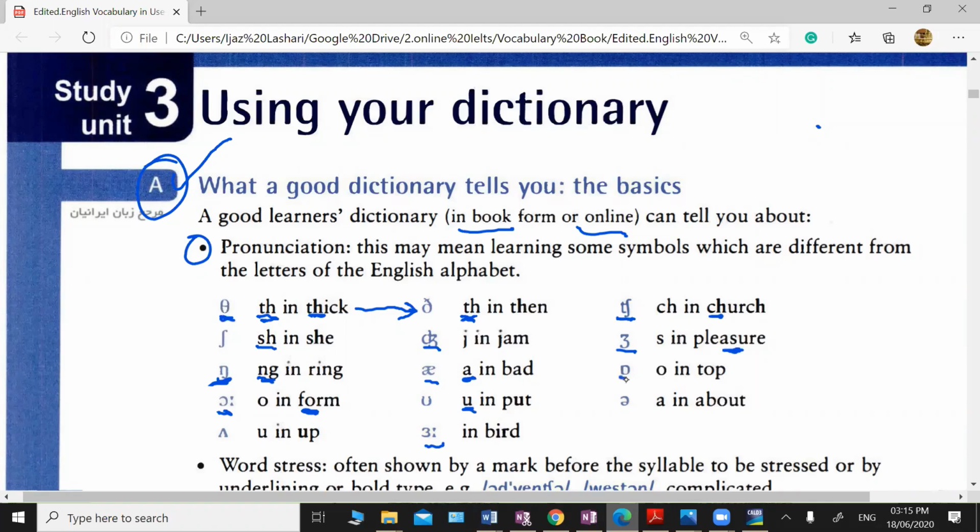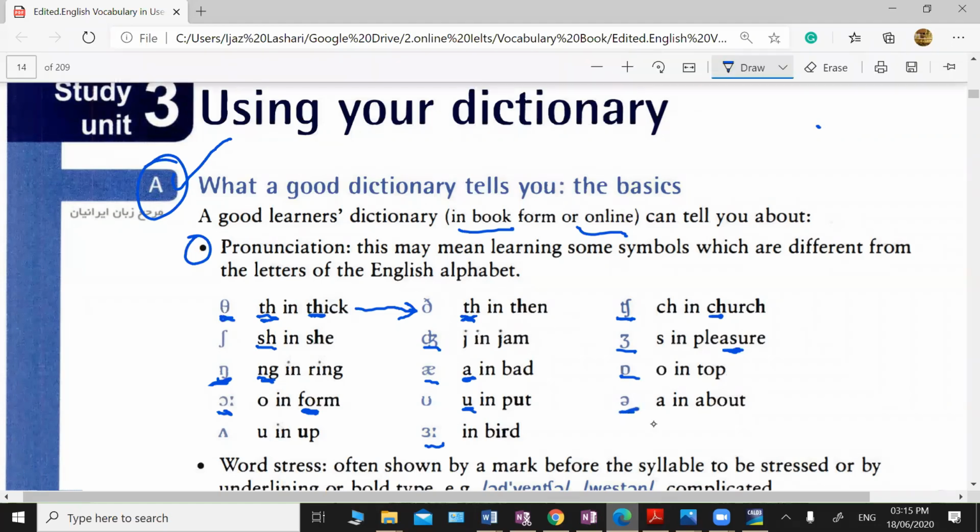Okay, next one is top. It's like O, top. Okay, hop, top, shop.